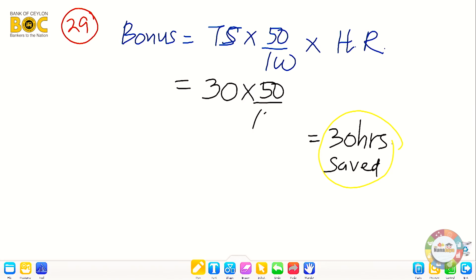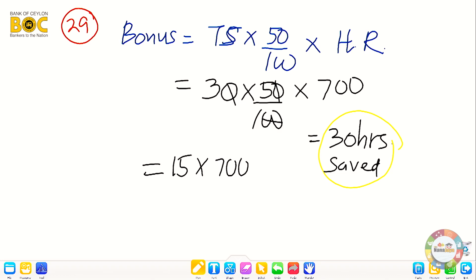The hourly rate of the person who saved this time, Mr. Kamal, is 700 rupees. 30 hours saved into 50%, 15 into 700, is 10,500 rupees, the bonus he has earned.